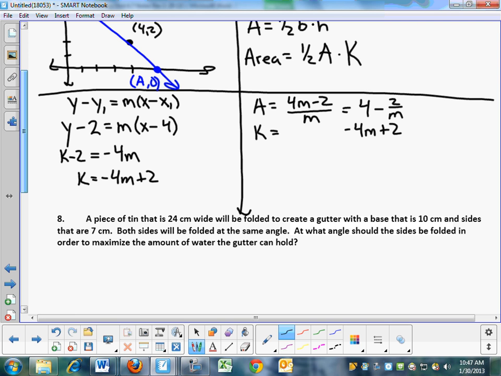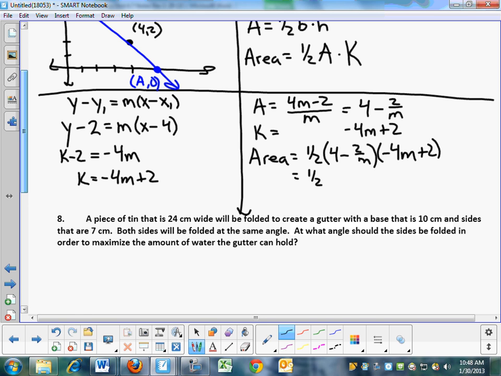All right, now we have two expressions that involve a and k, and we're going to multiply them together in our area formula, and then we'll just minimize it, which is easy. So my area is equal to 1/2 times my base. What represents my base? A, which is 4 minus 2 over m, times negative 4m plus 2.